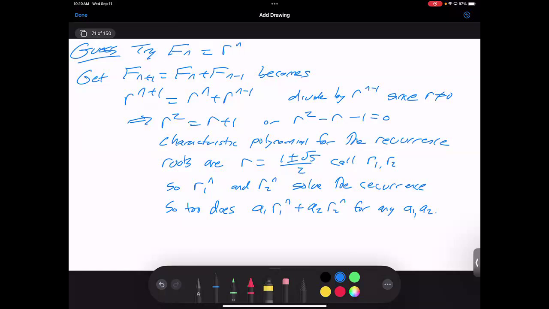Because if I look at the recurrence, if I have a sequence that satisfies the recurrence relation, if I multiply every term by 5, it's still going to satisfy the recurrence relation, right? When we look at this, if I multiply every term by 5, is that still a solution? Yeah. If I multiply every term by 3, is it still a solution?